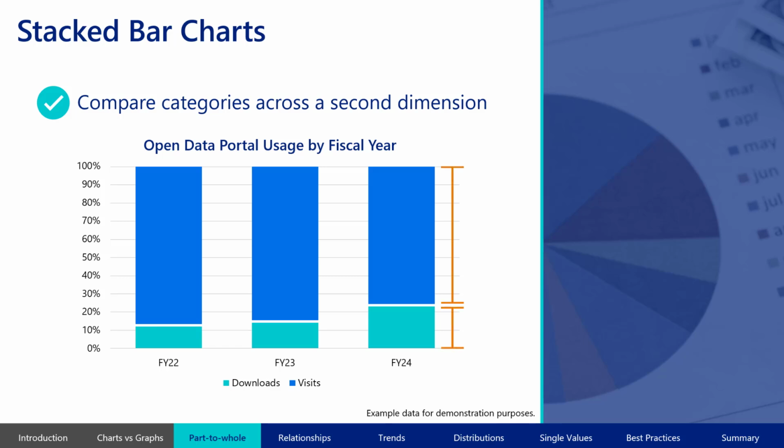A 100% stacked column chart allows you to compare the proportion of visits to downloads both within and between each time period. If your second dimension is time, the time periods should be placed on the horizontal x-axis and ordered so time runs from left to right. The percentages can be displayed along the vertical y-axis.